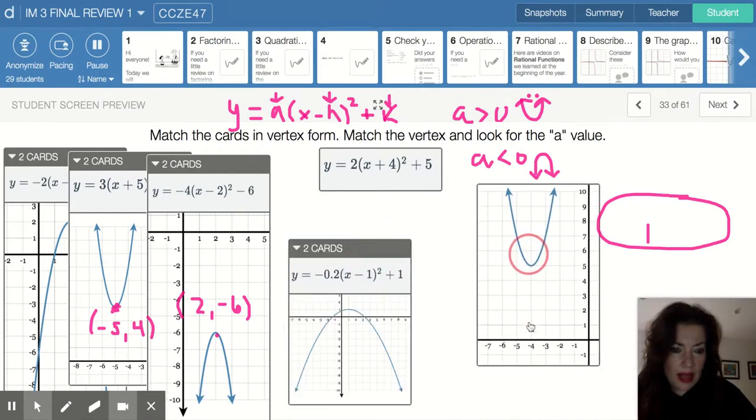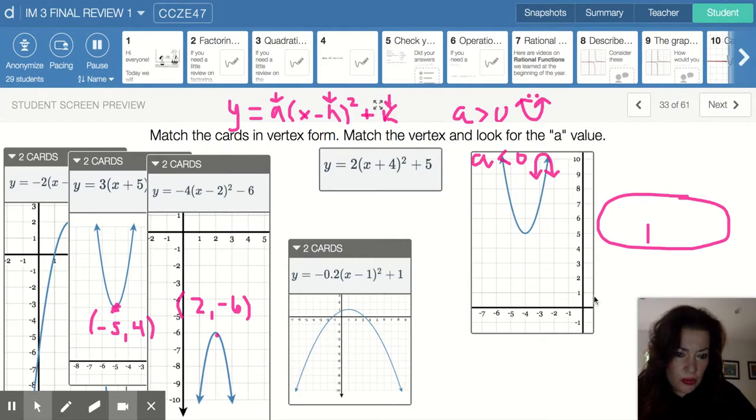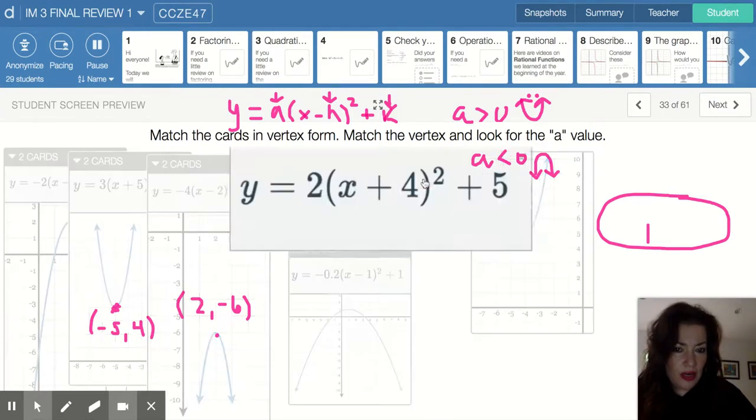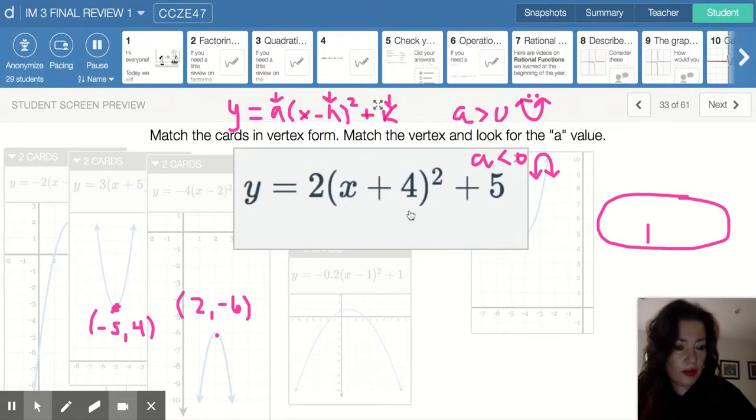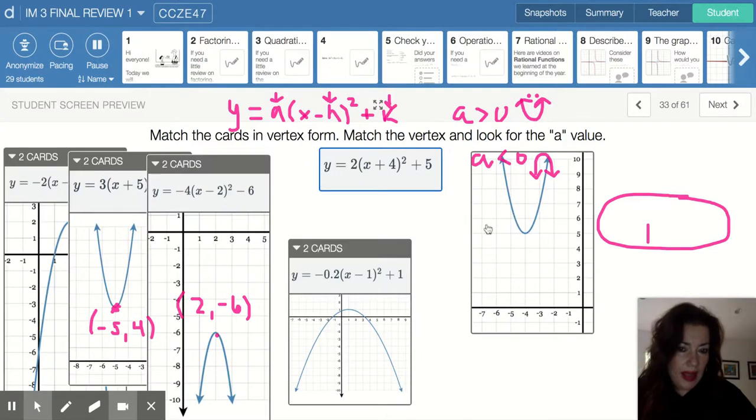And then our last function shows that it moves 4 to the left and 5 up. And this card here clearly shows me that the graph has shifted 4 left and 5 up. And it also matches our A value. Our A is 2, which means it is going to be opening up. And of course, a 2 means a little steeper.